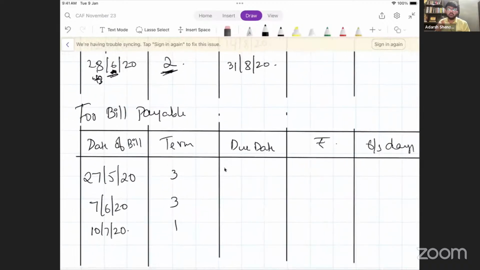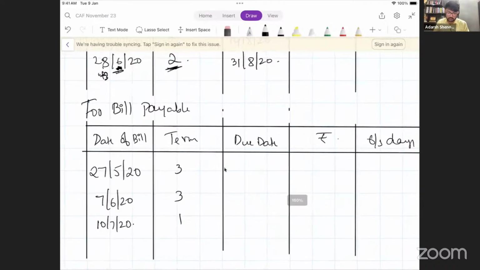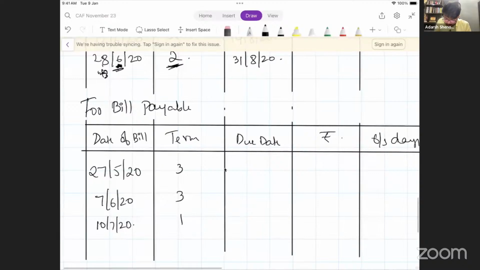Don't decide on the base date before calculating the due dates of both the tables, because the base date must be a common base date for both the tables. So you have to take the earliest date among both these tables put together. Okay. I hope I'm clear. 27/5 plus 3 months is 27/8, plus 3 days is 30/8.